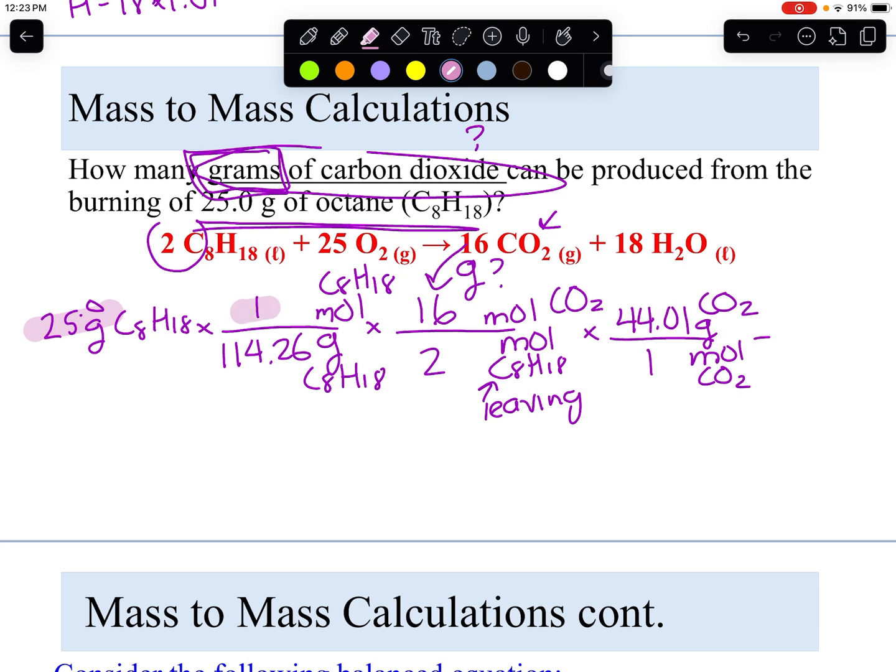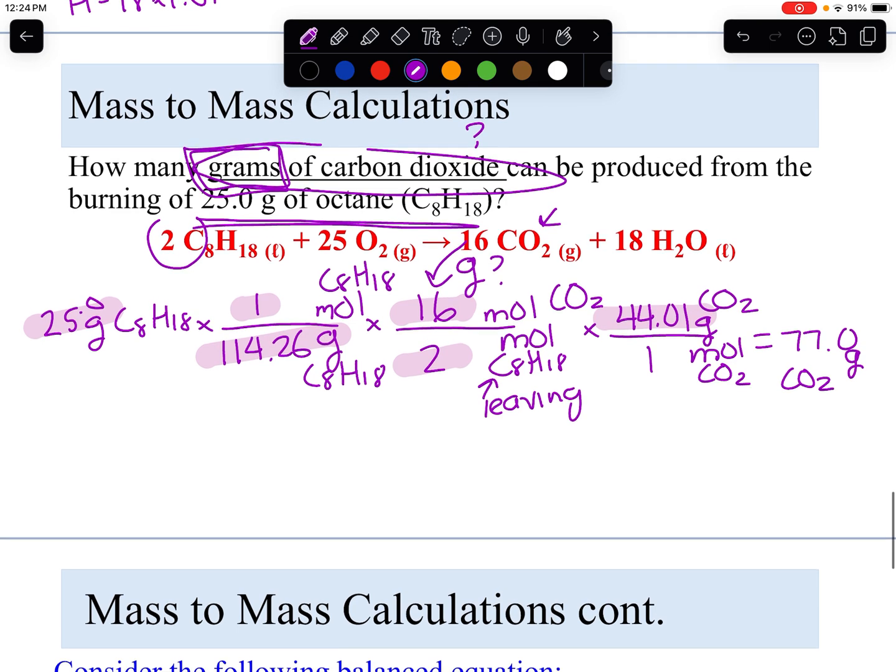So now, how I would do the math, I would take 25 times 1 times 16 times 44.01, get an answer. I would then hit the divide button and divide by 114.26, hit the answer key, and then click divide by the 2 and get an answer. And again, please try that on your own to make sure you're getting the same thing. I'm going to round this to 3 sig figs and get 77.0 grams of CO2.